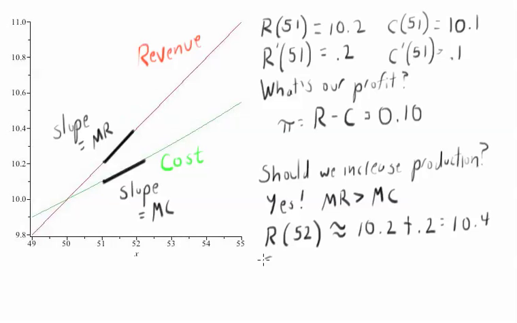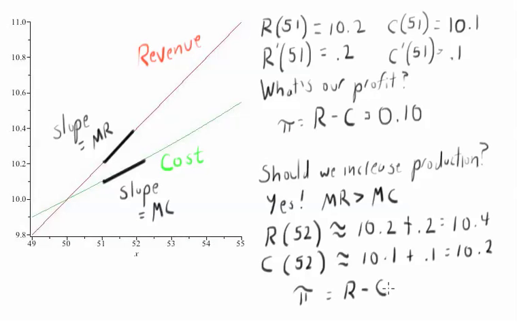On the other hand, if we estimate what our cost is going to be, we've got our beginning cost, and our estimate for the marginal cost is 0.1. So you note that our new profit is now going to be revenue minus cost. It has increased to a staggering 20 cents.